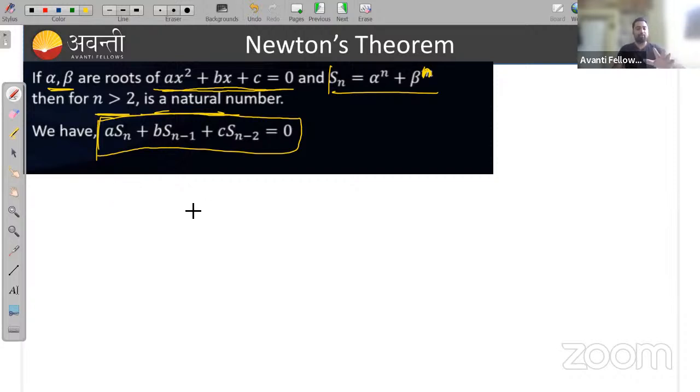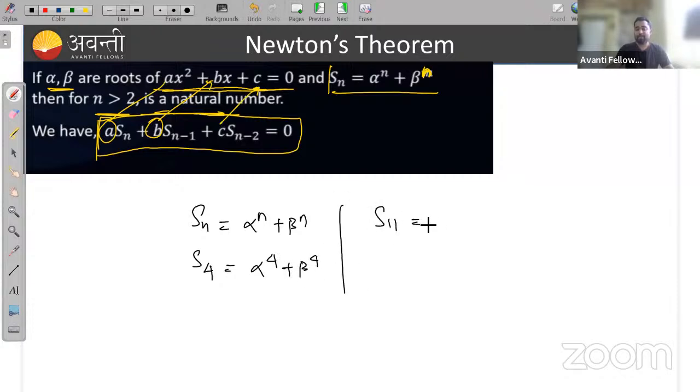So don't be confused about Sn minus 1, Sn minus 2. These are only the terms. What is Sn? Here, a is my coefficient of x square, b is my coefficient of x, and c is the constant present in the quadratic. So what is Sn here, guys? Sn is given as alpha to the power n plus beta to the power n. Similarly, if I ask you to find S4, it will be alpha to the power 4 plus beta to the power 4. If I ask you to find S11, then it will be alpha to the power 11 plus beta to the power 11.